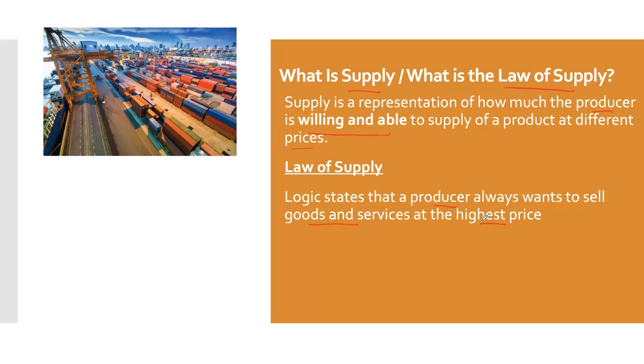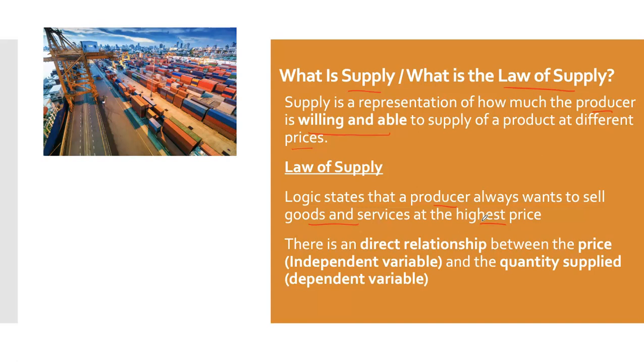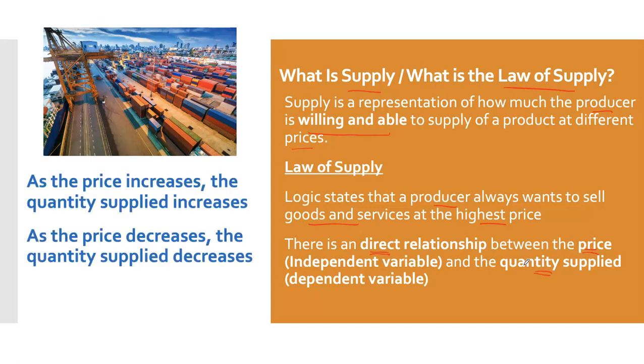Now, technically, we call this law of supply a direct relationship between price and quantity supplied. I call it a direct relationship because this is the rule. As price increases, so as price goes up, the supply will also increase. So it's direct because as one goes up, the other one goes up. And as price decreases, supply will also decrease. And that's the key bit to remember.